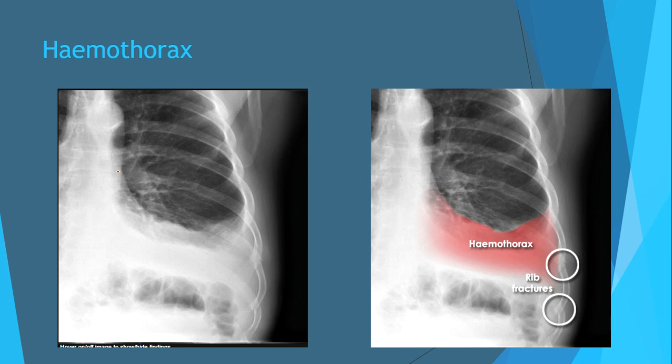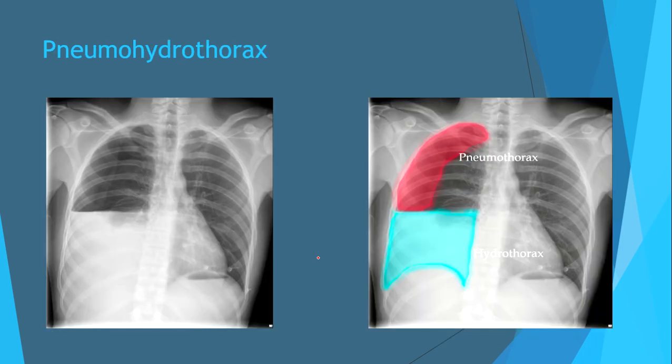Haemothorax. It can be a pleural effusion, but in this picture we see broken ribs, so we can expect haemothorax, not pleural effusion.